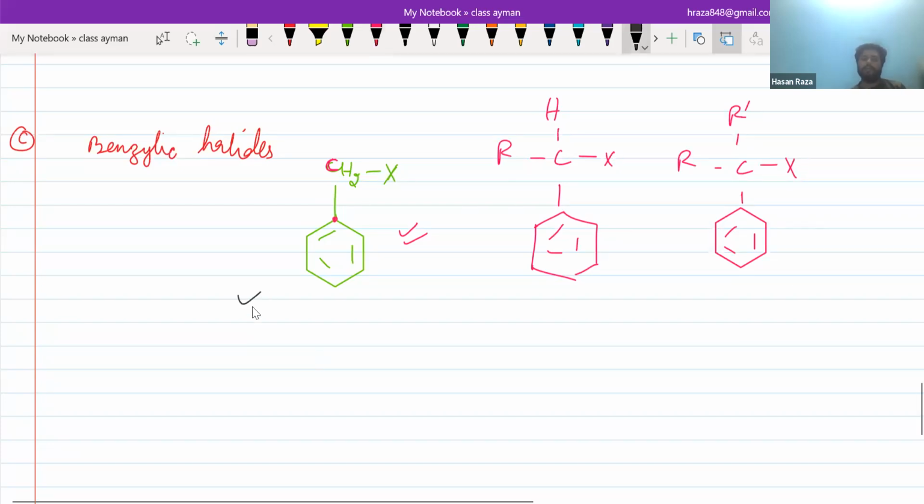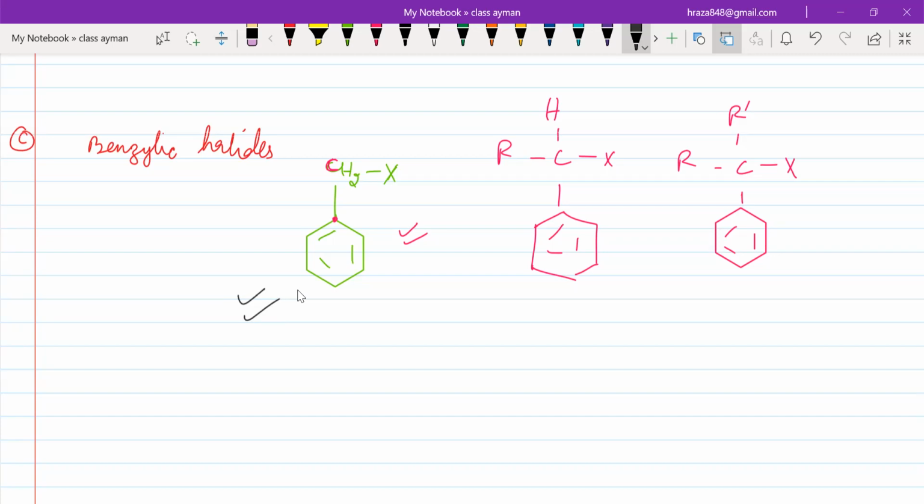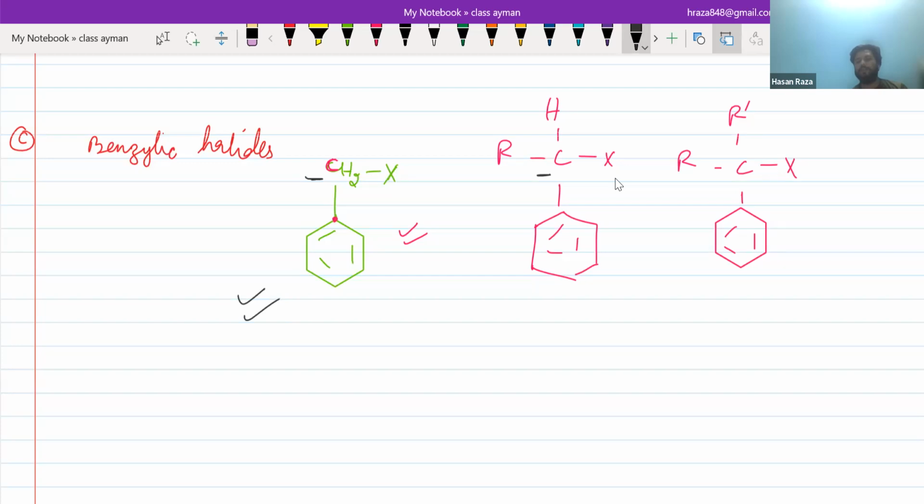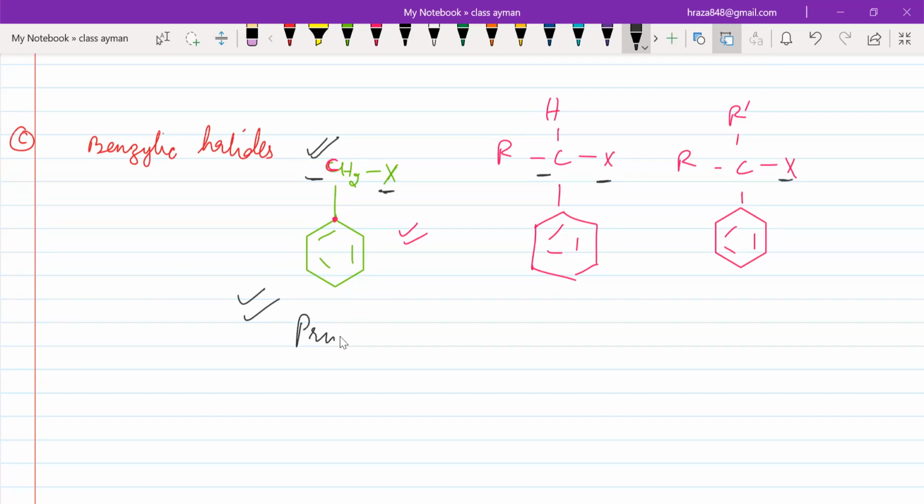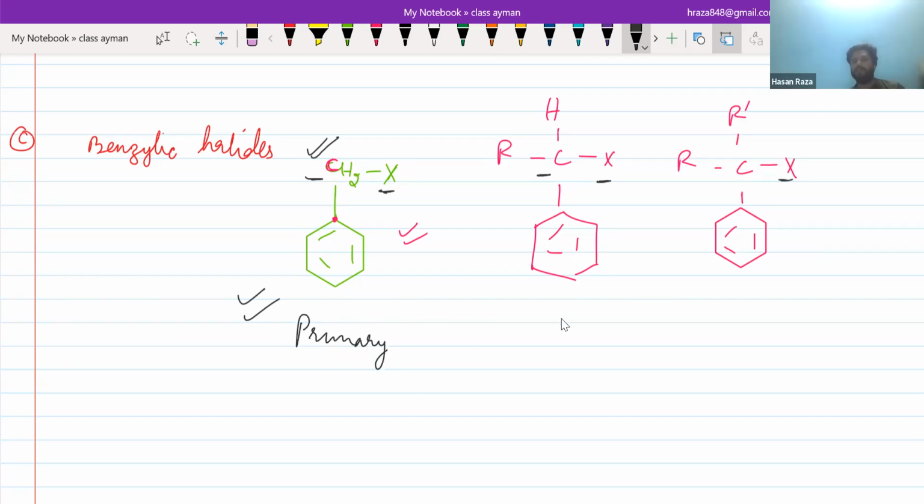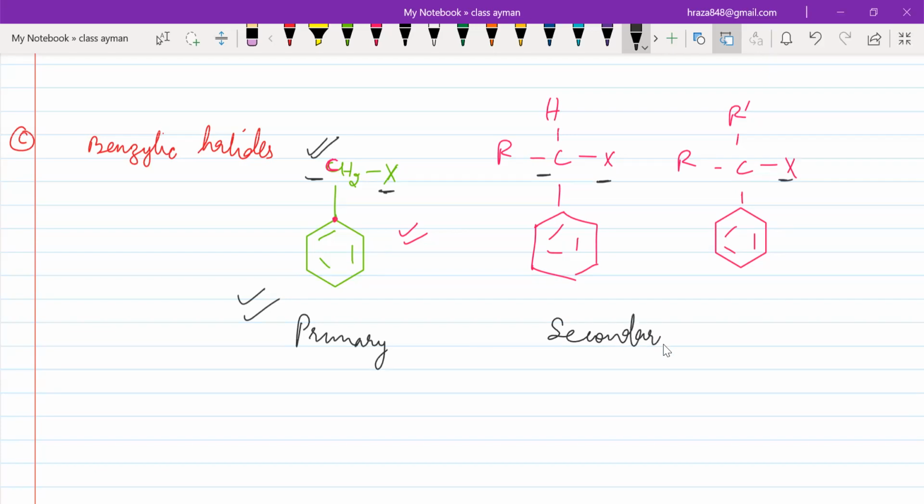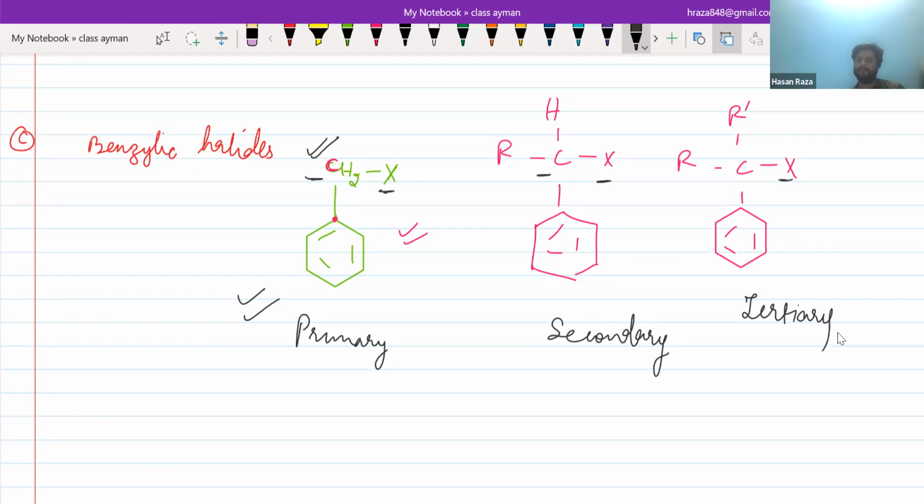Can you tell me the degree of this halogen? We are talking about halogen, that means we are talking about this carbon. If I'm asking you the degree of halogen, it's one, 1 degree. That means primary benzylic halides. This is secondary, this is 2. Yes. This is tertiary. So please write it.